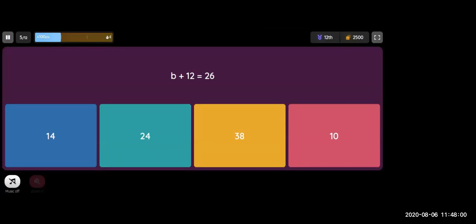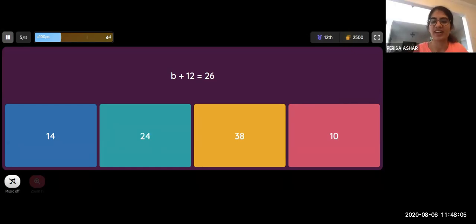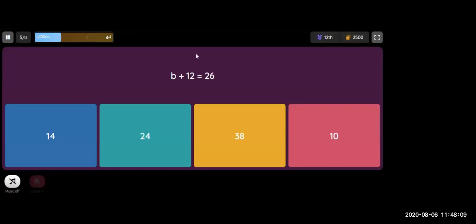Okay, I think Gurjab got it first. Yeah, Gurjab got it first. Good job. Gurjab's on lightning speed. Yes. You can do it both ways.